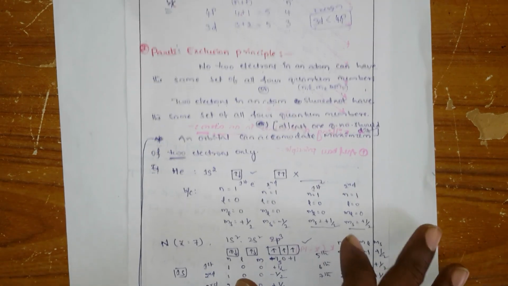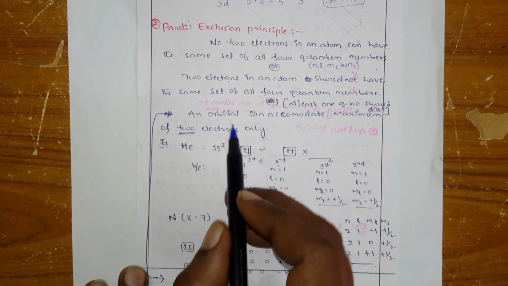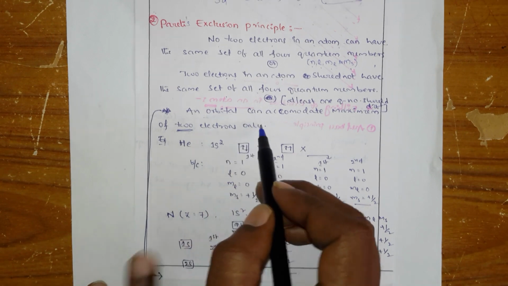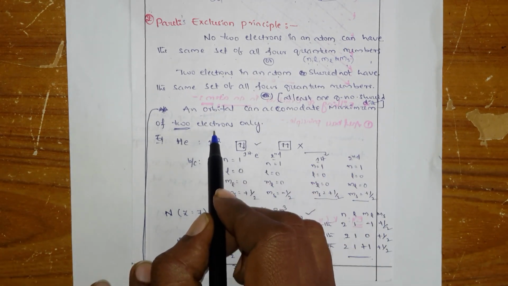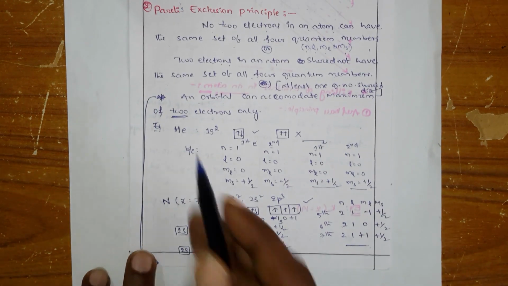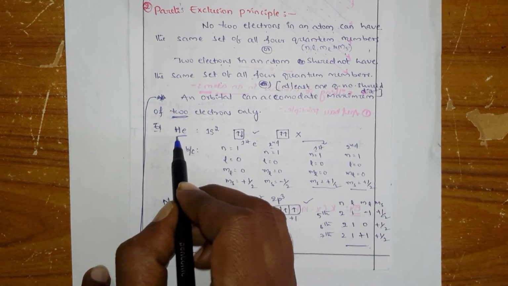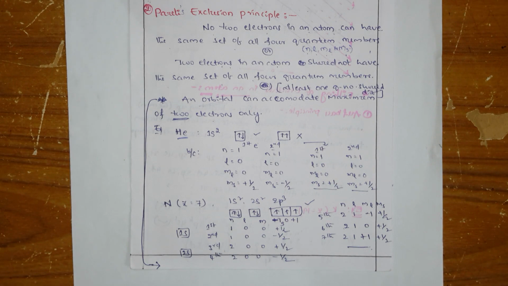And you know already that an orbital can accommodate a maximum of how many electrons? It can accommodate only 2 electrons. You take the example of helium. For helium, what is the electronic configuration? Helium's electronic configuration is 1s2.